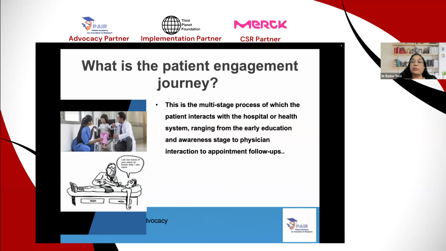So what is a patient engagement journey and where does it start? This is a multi-stage process in which the patient interacts with the hospital or health system, ranging from early education and awareness to physician interaction to appointment follow-ups and further on. So you can see a small cartoon where the patient is being examined by a physician, and there is a lack of communication, because the patient is telling the physician, let me know if you want to know why I'm here. So the patient is there, but the physician has started the examination without even communicating with the patient.